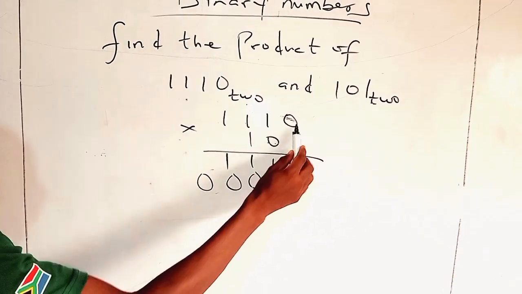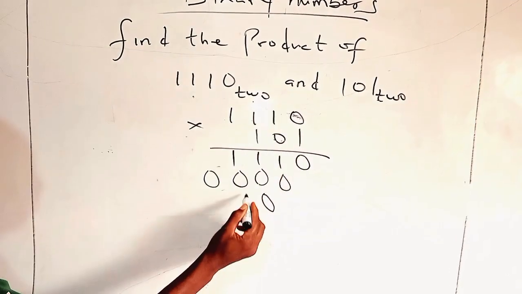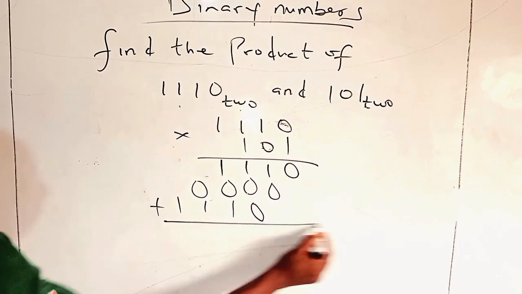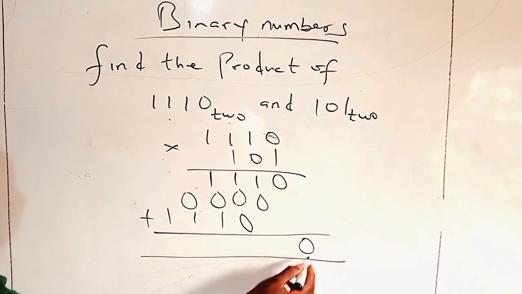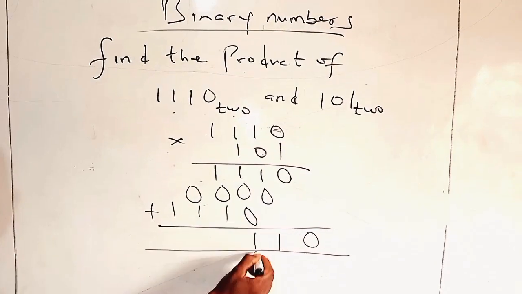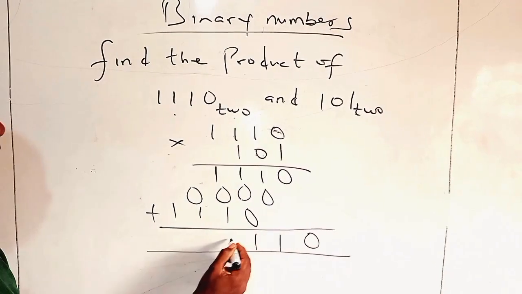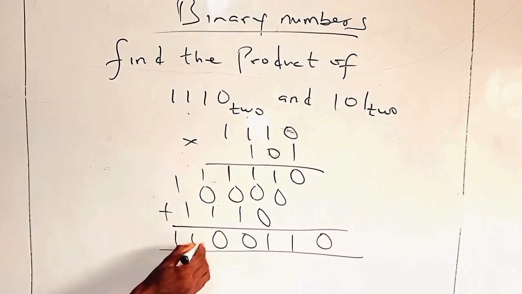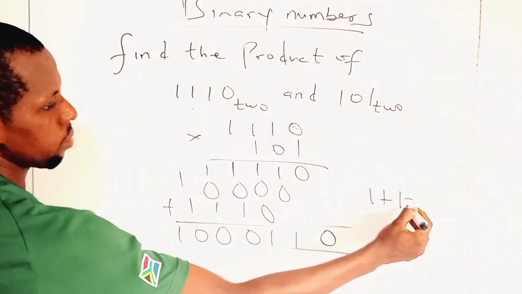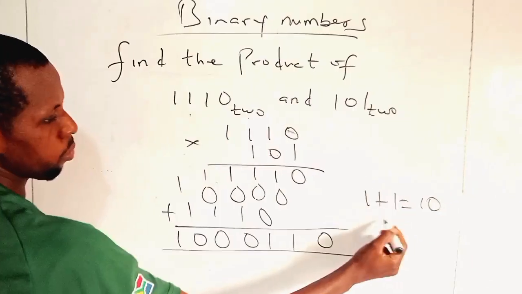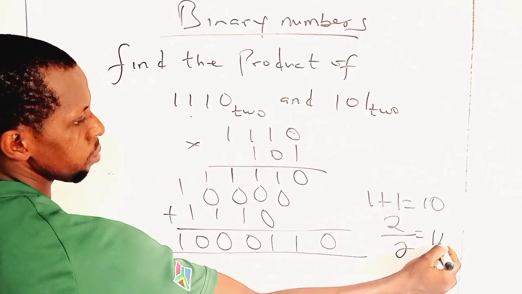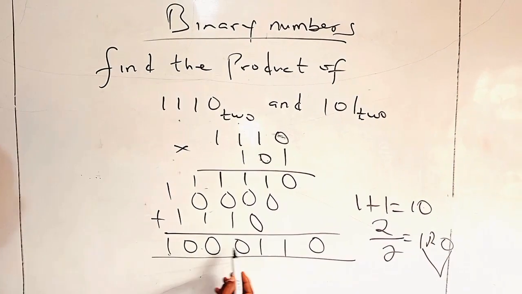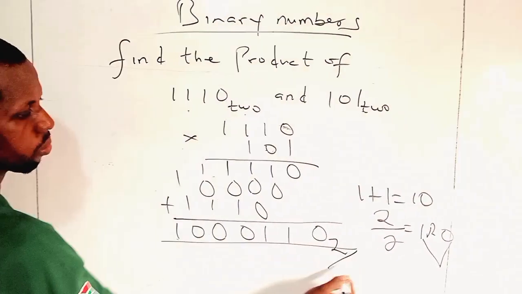So from here, we have 1 times 0 to be 0, 1 times 1 is 1, 1 times 1 is 1, 1 times 1 is 1. So we add up. When we have our 0, we have 1, we have 1. 1 plus 1 is 10, 1 plus 1 is 10. 1 plus 1 is 2, divided by 2, you have 1 remainder 0, carry up, you have 10. So 10001110 in base 2 is our answer.